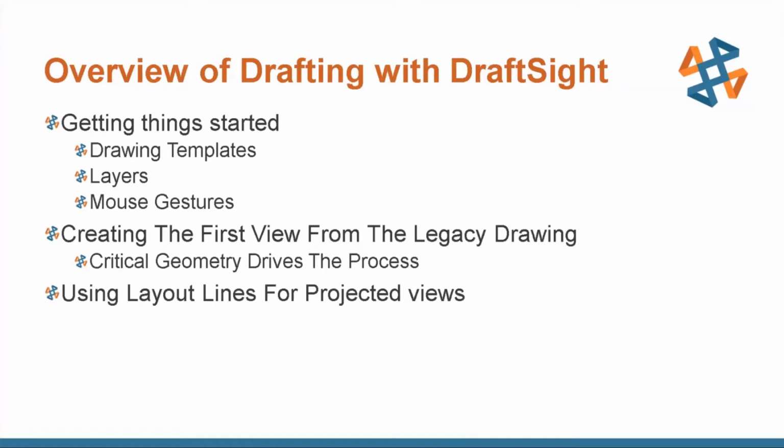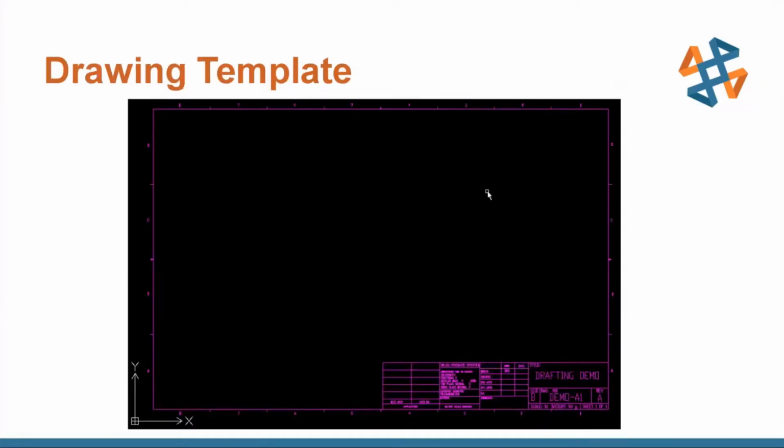Then we're going to move forward and take that first view off that legacy drawing, look at the critical dimensions and the critical geometry, and start to evaluate how we're going to be building this by block. And then we're going to use a technique called layout lines or projection lines, any way you want to call them. I don't have a specific definition for what they're called. We use them to create the projected views and make sure that they're aligned. So let's take a look at the drawing template. This is the drawing template that I've created. You'll see it come up when I open DraftSight and start my new drawing.